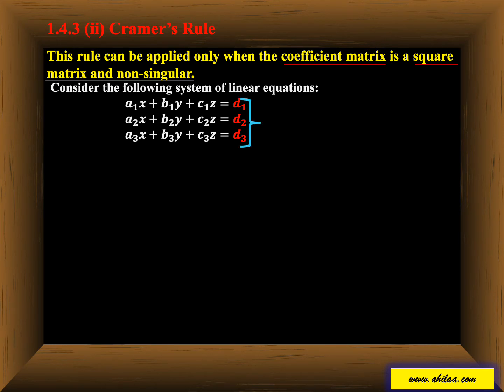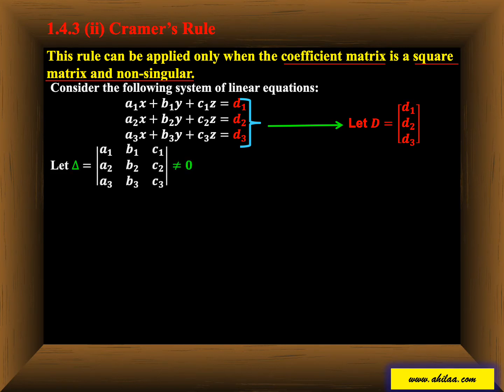Let us consider these constants d1, d2, d3 as a column matrix and name it as capital D. So, capital D equal to the column matrix d1, d2, d3. It takes an important role. Please follow. Now, let us consider delta as the determinant of the coefficient matrix. So, delta equal to determinant, first row a1, b1, c1, second row a2, b2, c2, third row a3, b3, c3, and ensure that this delta value should not be equal to 0.